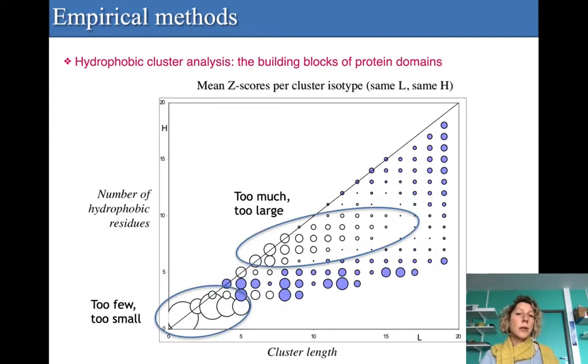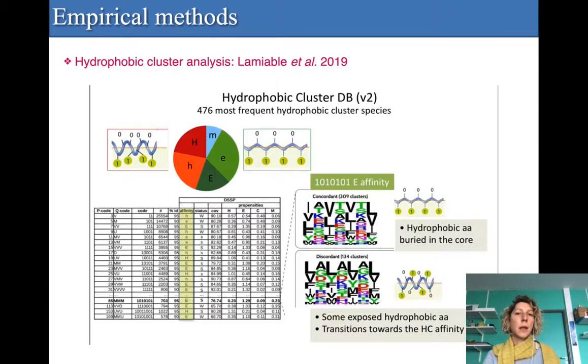So these are colored dots, and then for the white dots, you have something that is really too small. Okay, so very small clusters, very few hydrophobic residues, you can't say much. And those are just too large, meaning that you have, let's say, a length that can be high and a middle number of hydrophobic residues. So in between, it's not very clear.